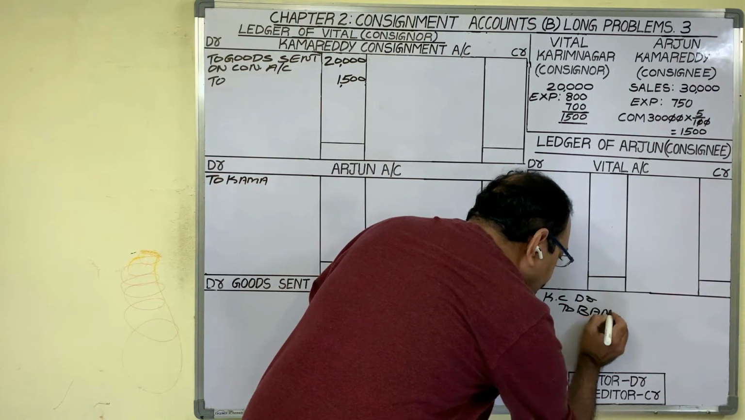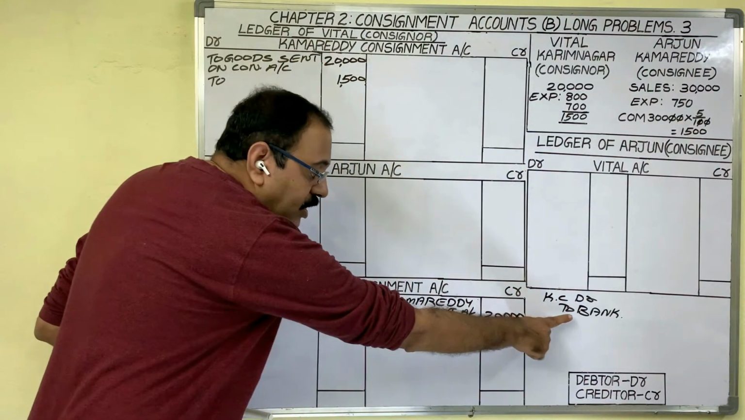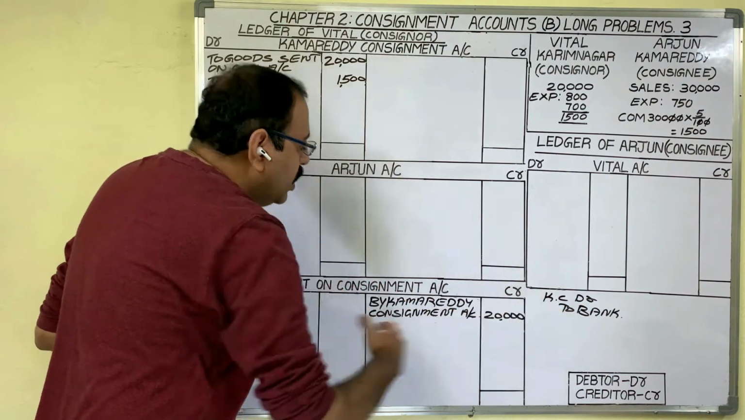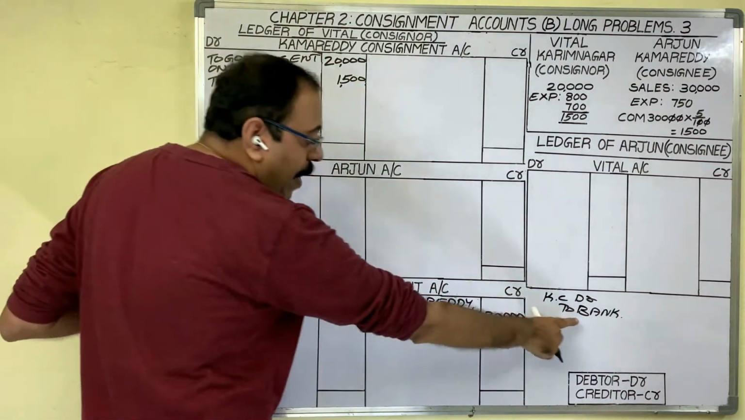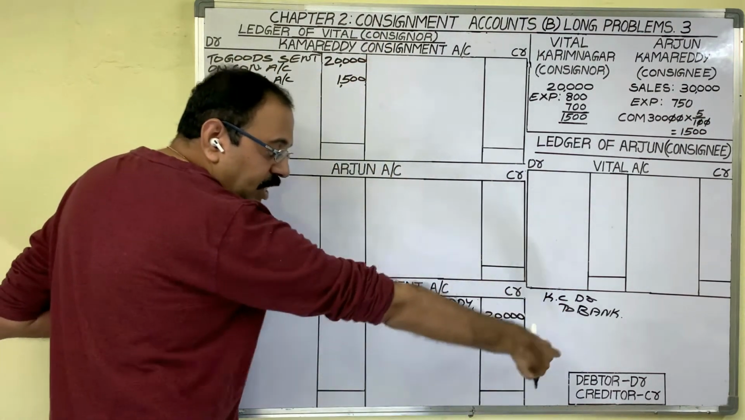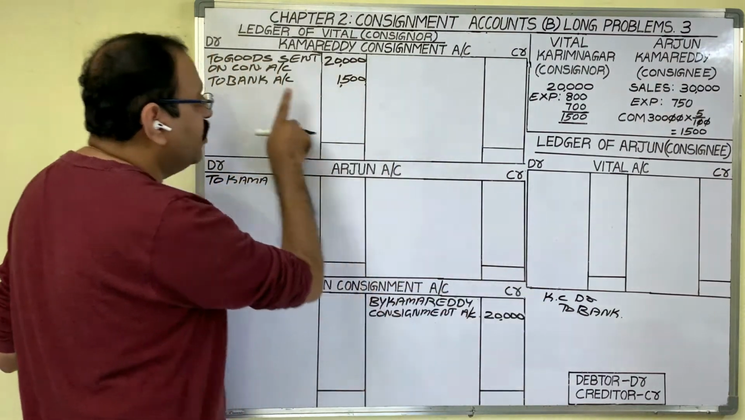This is the entry for consignor's expenses. Here, credit side we wrote bank now. Therefore, to bank we should write here. And bank account we are not preparing in consignment accounts. Therefore, only for one time you have to post this entry here.